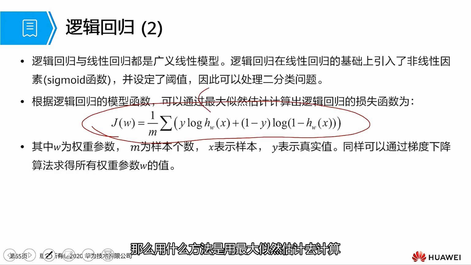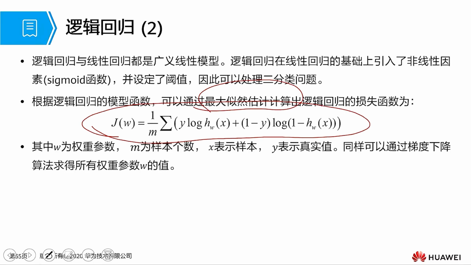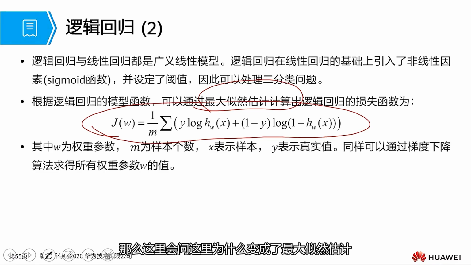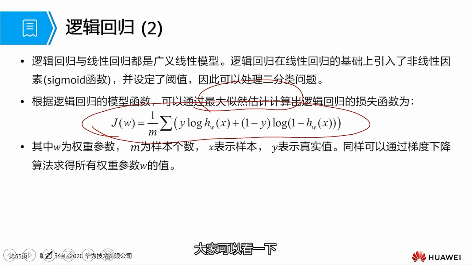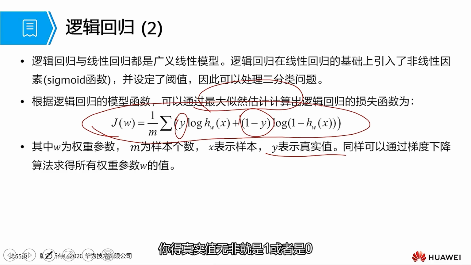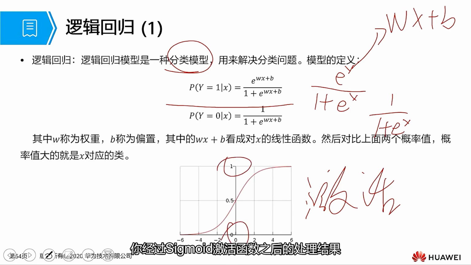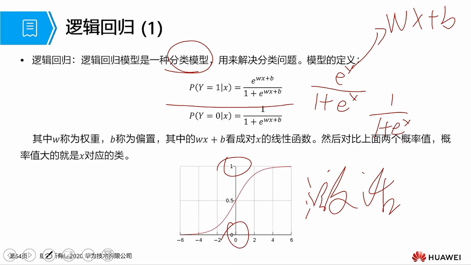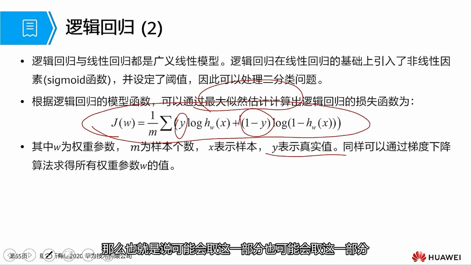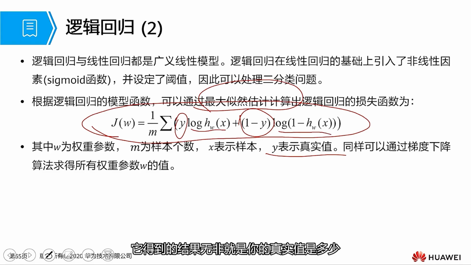Then the question here will be, why has this become maximum likelihood estimation? Everyone can take a look. What does the y in front represent? y represents your true value, so your actual value is nothing but 1 or 0. Everyone may have forgotten, so let's look at the front. The result after passing through the sigmoid activation function is also between 1 and 0. So this part may be taken, and this part may also be taken. The result depends on what your actual value is, and how much the difference is between your actual value and your predicted value.